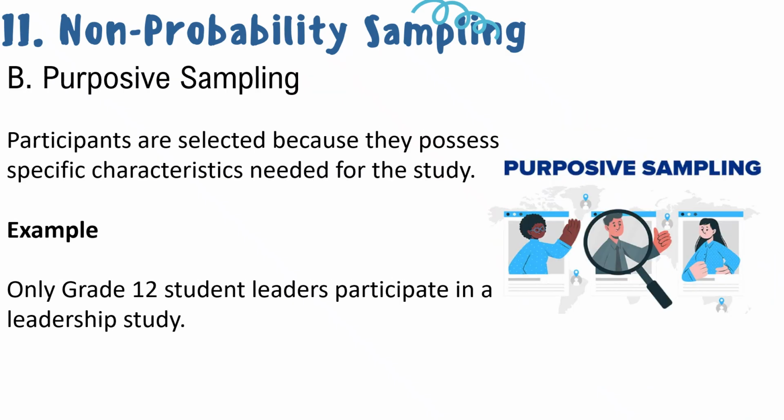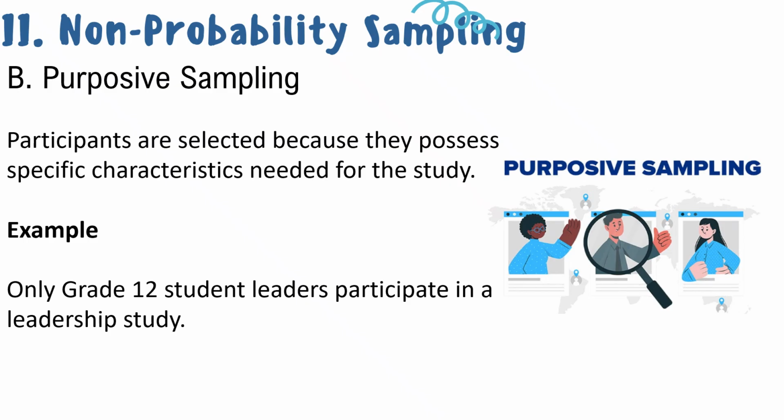Next is purposive sampling. Here, the participants are selected because they possess specific characteristics needed for the study. So, for example, suppose the research is about leadership experiences. The researcher decides that only grade 12 student leaders should participate. Bakit? Because they have the characteristics needed for the study. Okay, the researcher intentionally chooses participants because they meet a specific criterion.